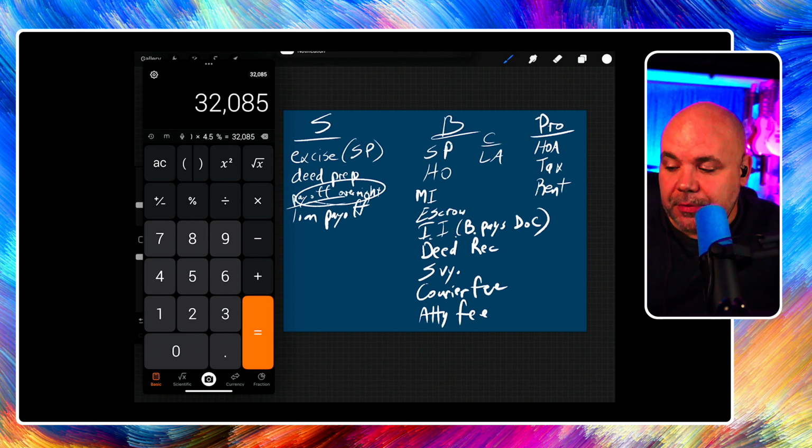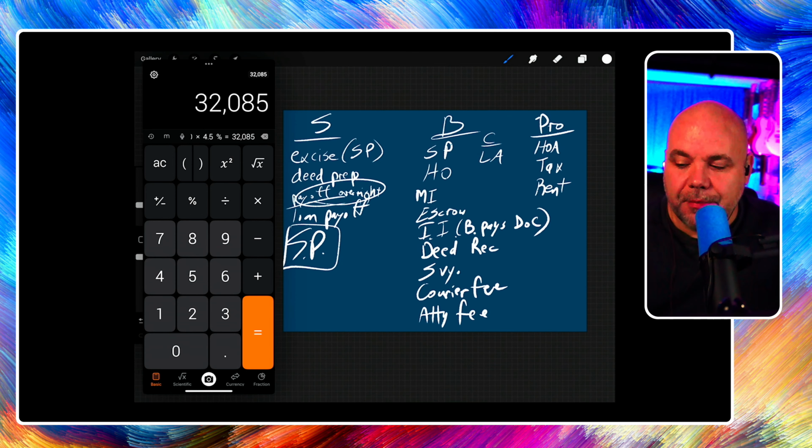Now, as a credit, because we were mostly talking about expenses on this sheet, but as a seller credit, the sale price is going to be there. It's not a proration, but it is going to show up on both sides of the statement, on both the seller and the buyer side. The buyer's as an expense and the seller's as a credit, or I should say debit and credit.